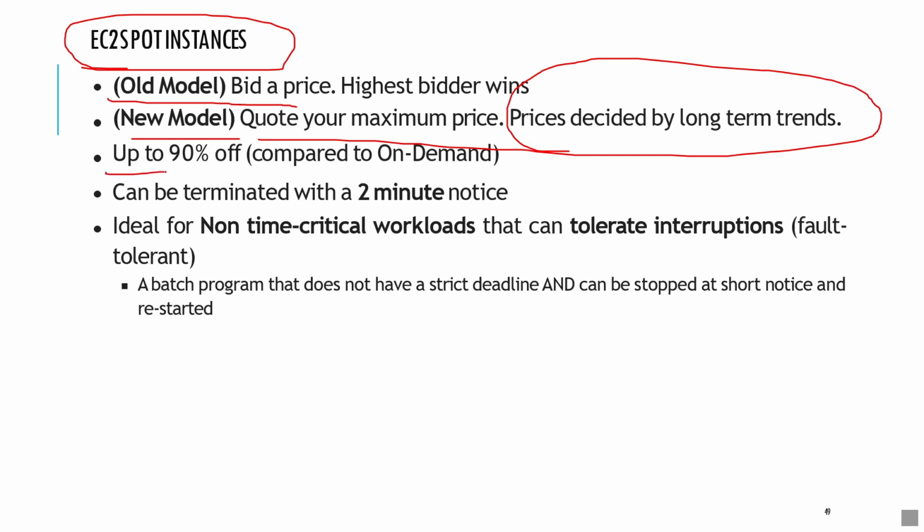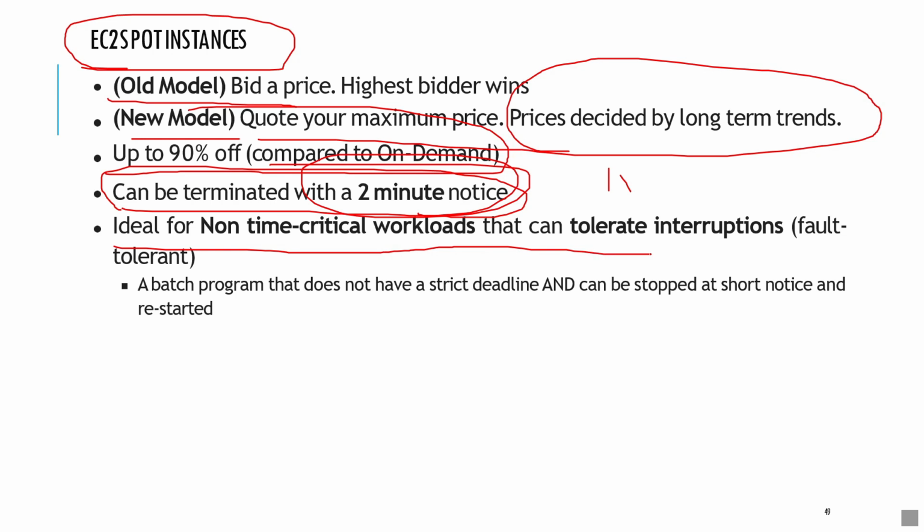It is 90% off when compared to on demand, and it can be terminated within a 2 minute notice. This means that even if AWS has given us an EC2 instance, it can be terminated within a 2 minute notice. So it is ideal for non-critical workloads that can tolerate interruptions. If your application does not have a huge workload, then you can go for EC2 spot instance. So that is about EC2 spot instance.